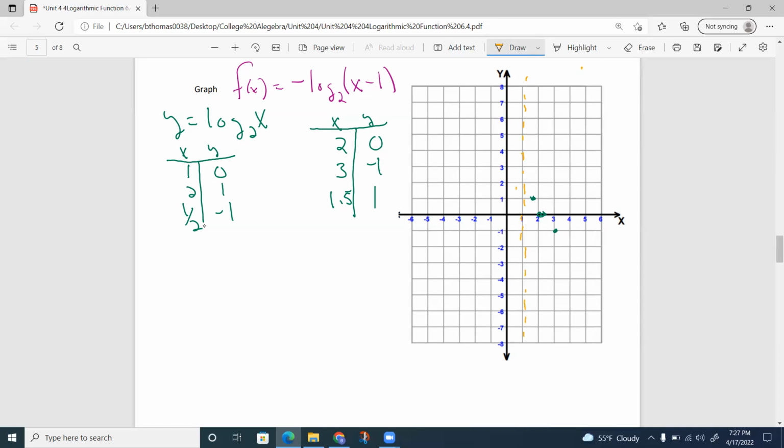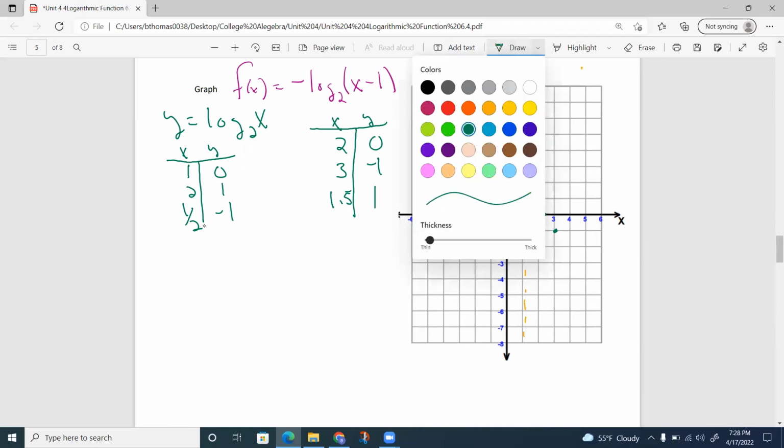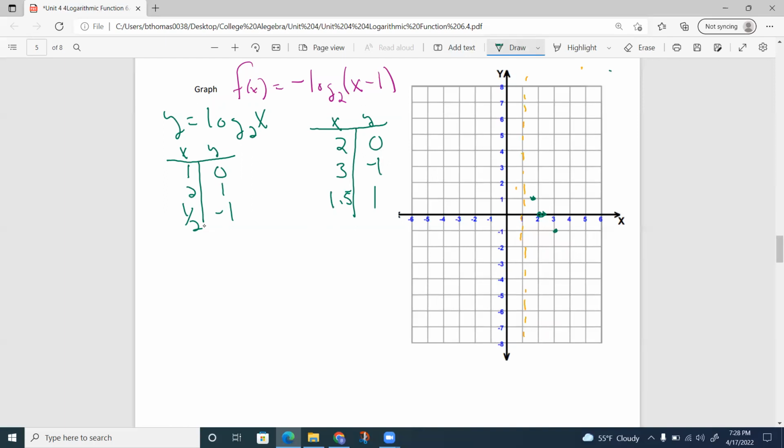And notice that this negative on the outside, that's a vertical reflection, which means this graph should now be reflected upward instead of downward. So my new graph should now be going in this direction. It kind of gets reflected and going off in that direction there. That would be the graph of the logarithmic function based on the transformations. So again, notice how when we do a function, we have the equation. If we can make a table, we can then create the graph from that.